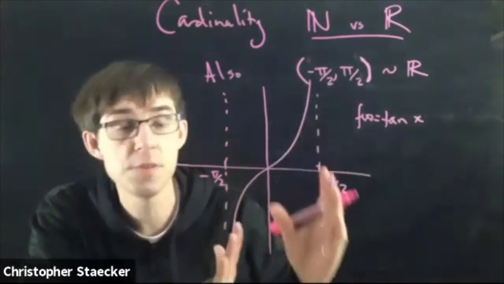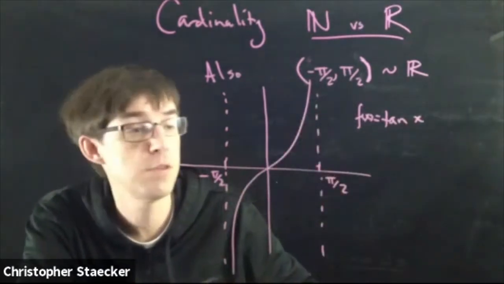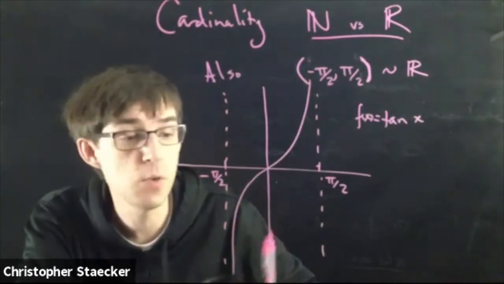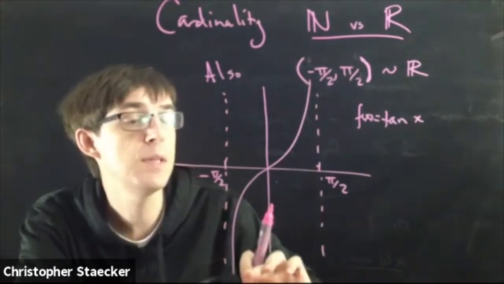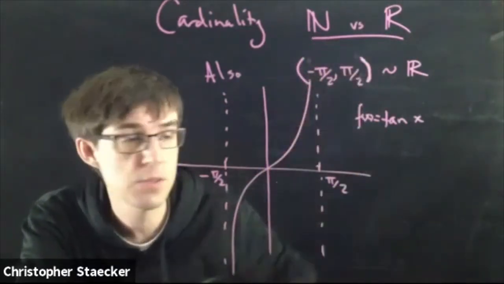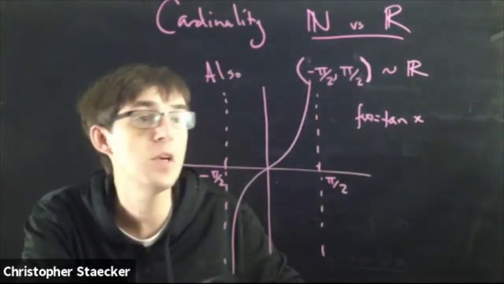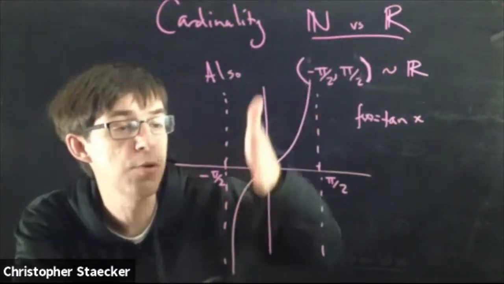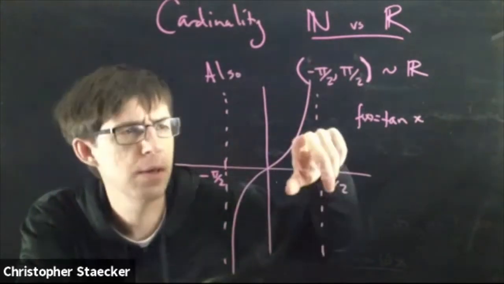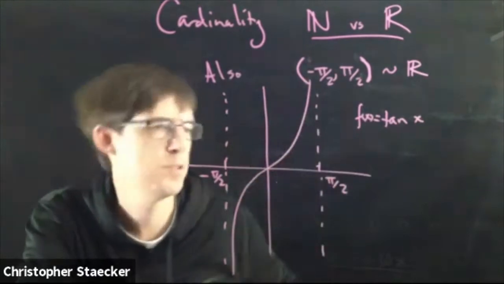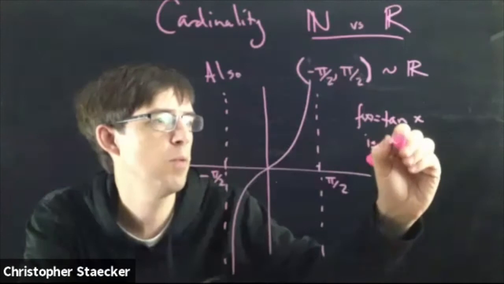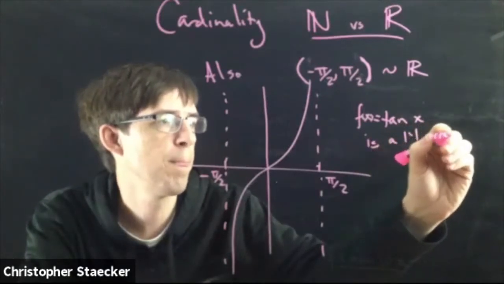The tangent has more of these branches, but if all I care about is this interval, minus pi over 2 to pi over 2, this is a graph of the tangent, and this is a bijection. It is a one-to-one correspondence. You can see it is onto because every real number comes out as one of the y values. And it is also one-to-one because every y value has only one x value associated with it. So all this to say, this is a one-to-one correspondence.